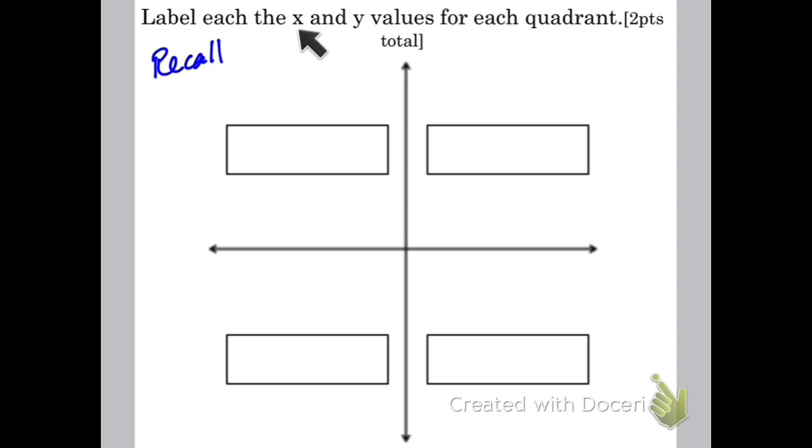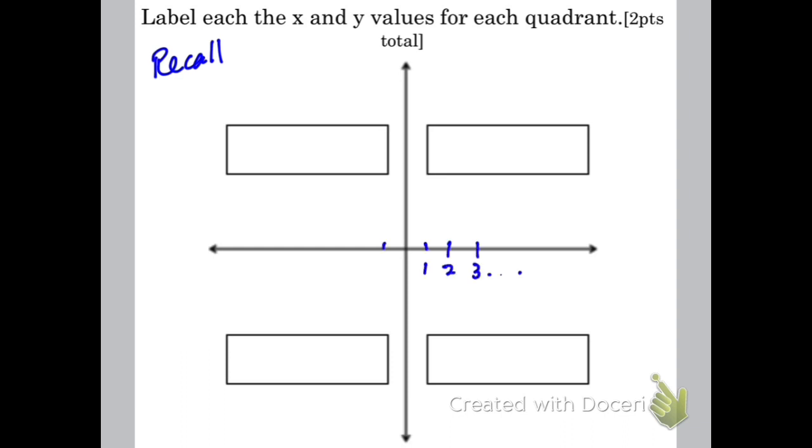So label the x and y values for each quadrant. Oops, I made a typo; I should remove that "each" here. That's okay. So we're going to recall, right, what the values are. We know these as quadrants 1, 2, 3, 4. But in quadrant 1, we need to know what the values of x and y are. So let's continue the video and let me explain.